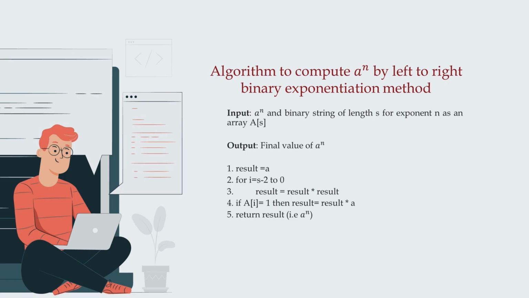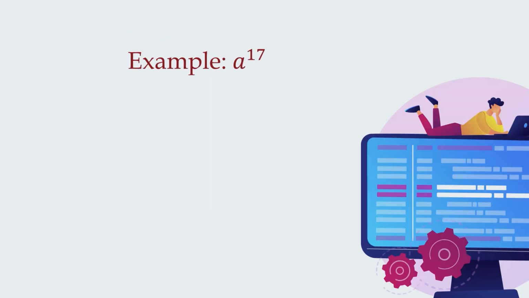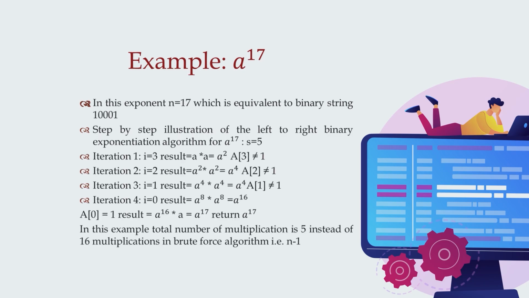So, we have to go from s minus 2 down to 0, and the result equal to result into result. The for loop will decrement from s minus 2 to 0, and if during the iteration we encounter a bit equal to 1, then result equal to result into a. Finally, after completion of the for loop, we get the result, that is a to the power n. We can calculate this through one example also. So, if I want to calculate a to the power 17.